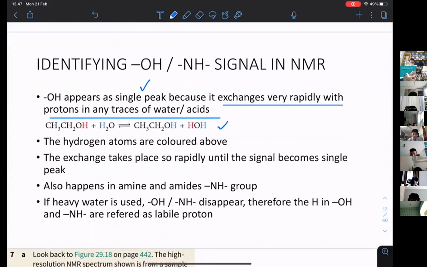So they will exchange, rather than having splitting, they are going to exchange, therefore there is no splitting. So the hydrogen colored above, the exchange takes place so rapidly that the signal becomes a single peak. You are not going to get splitting. This also happens in amines and amides, whereby you have the NH. But if you use heavy water, the OH and NH peak, which is a single peak, will disappear. And this proton, the H in that, is called a labile proton.